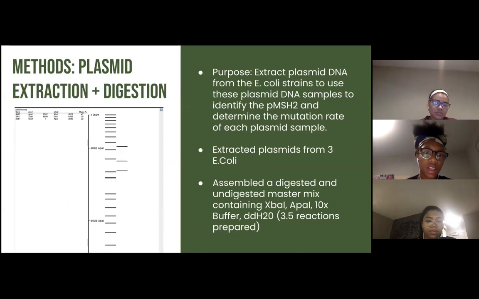The purpose was to extract plasmid DNA from E. coli strains, to use these plasmid DNA samples to identify PMSH2 and determine the mutation rate for each plasmid sample. We extracted plasmids from 3 E. coli strains, SCX, SCY, and SCZ. Overall, E. coli has the same replication origin and a similar model mechanism, which is why it is used. And the plasmid provides resistance in order to allow the E. coli to survive and proliferate in the presence of ampicillin, AMPR.